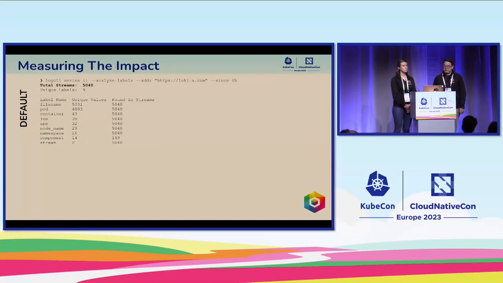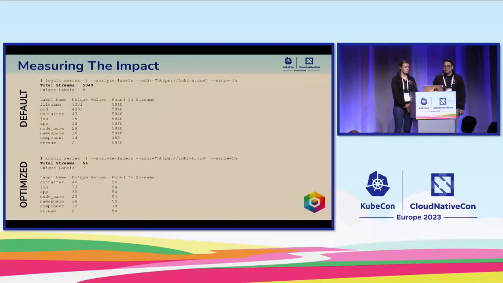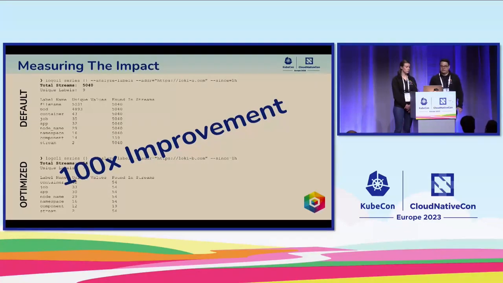If we query the Loki cluster with no configuration changes, you can see that the total number of streams is over 5,000. This is due to the pod and file name labels being highly dynamic. So let's now take a look at the other Loki cluster where Promtail is configured to drop the pod and file name labels. Keep in mind that both clusters are aggregating the exact same logs. As you can see, by just dropping those two labels, the number of active streams dropped from over 5,000 to just 54. That is an improvement of about 100x. This illustrates how quickly cardinality can get out of hand.